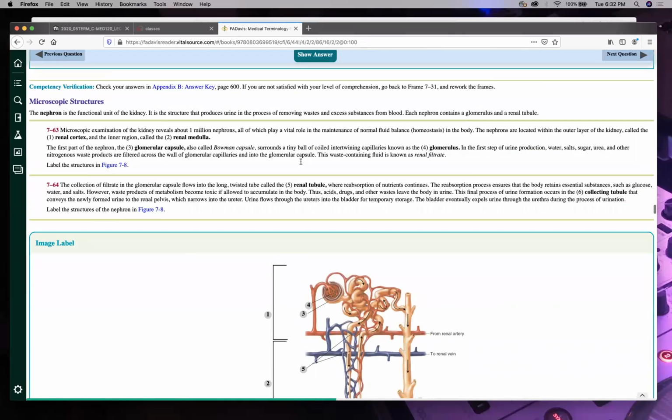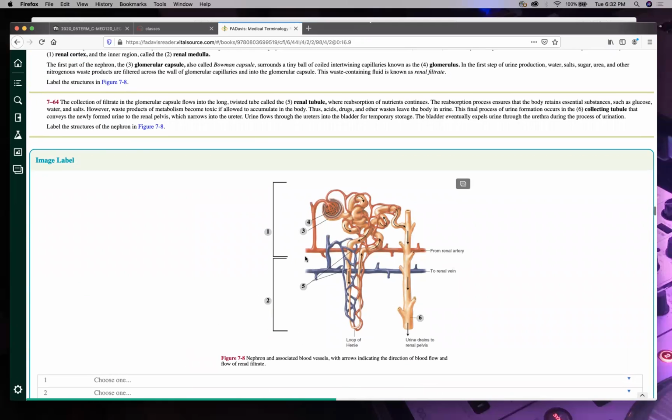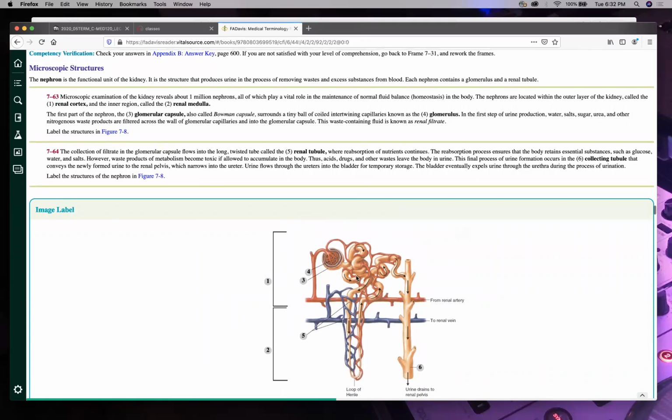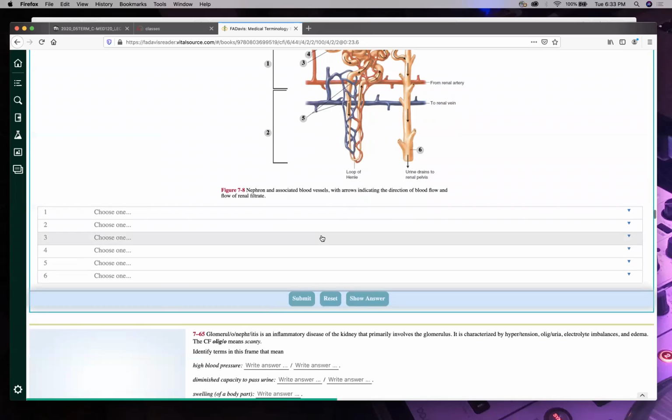Let's see some other, and of course the microscopic structures, and you don't have to learn this now, but just know that the functional unit of the kidney is called the nephron. Nephron, and that's what this thing is. And it's microscopic, nephron right here. It has a whole bunch of functions, but the main function is to filter blood and make urine. Urine goes down this collecting tubule, and then ends up in the renal pelvis.